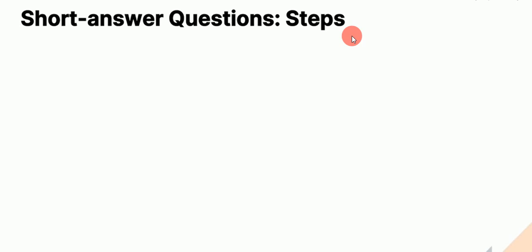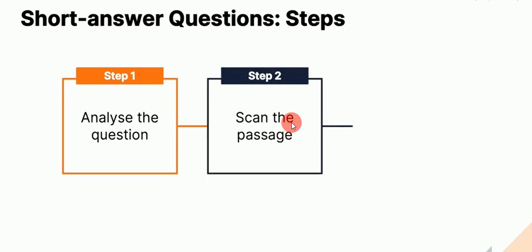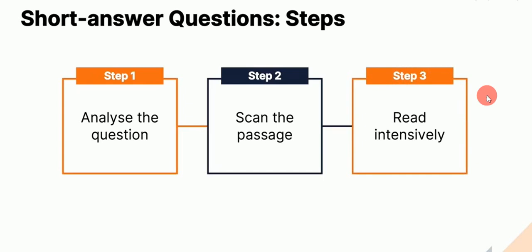Yes, that's right. First, you need to analyze the question. Next, you need to scan the passage for the keywords from the question. And finally, read intensively to find information you are looking for. These are 3 basic steps that you can apply to most question types in IELTS reading. So let's have a closer look how to use these steps in short answer questions.